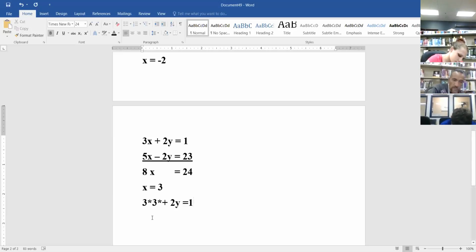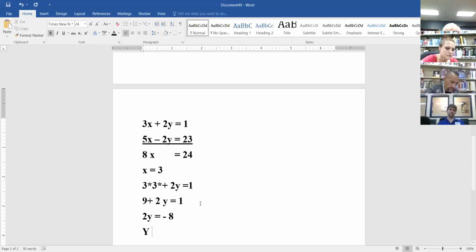So then we have 9, obviously. 3 times 3 is 9, right? 9 plus 2y equals 1. And what do we do next? Move the 9 over, so negative 8. 2y equals negative 8. So now we subtract 9 from both sides, and 2y equals minus 8. Obviously, then y is negative.